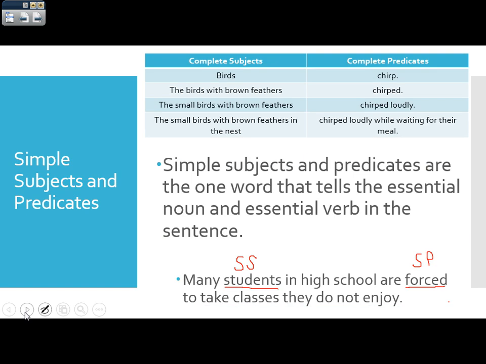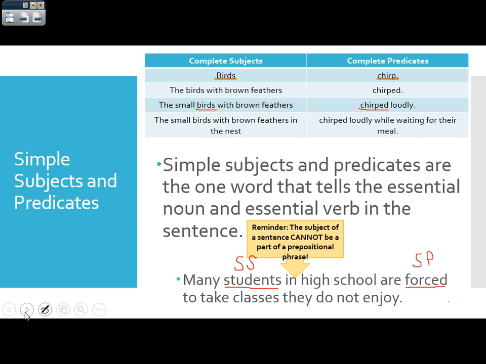Okay, in the sentences that we looked at in the last slide, the same examples. You have birds chirp. We talked about how that is your complete subject and your complete predicate because there's only one word. That's also going to be your simple subject and your simple predicate. Okay, again, in more advanced sentences, the small birds with brown feathers chirped loudly. Birds is going to be your simple subject because that's the one word that tells you the essential noun. And then chirped is your simple predicate. It's the one word that tells you the essential verb or the essential action in that sentence.